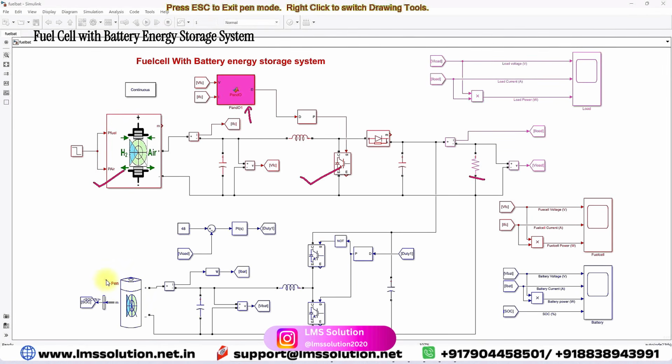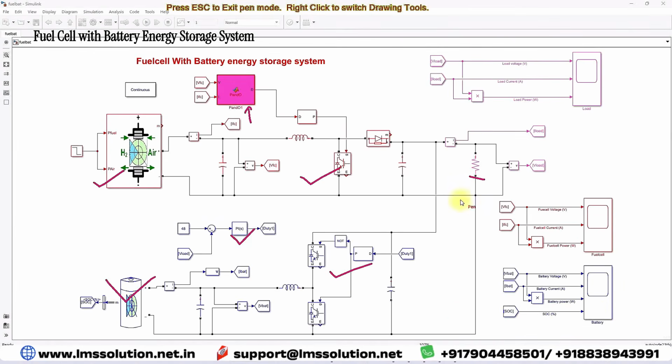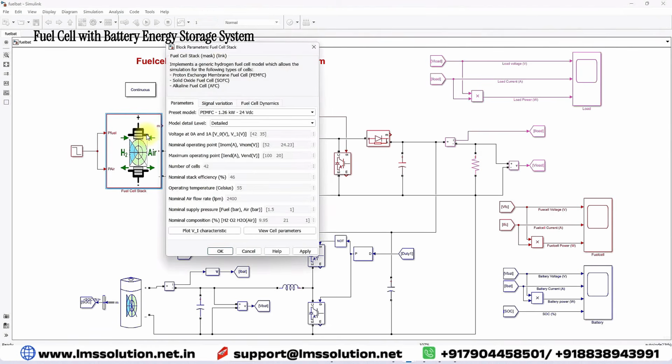And then here we have a battery storage system. The battery storage system is connected to the DC bus or DC load via this bidirectional converter. This bidirectional converter is controlled by means of a voltage PI controller for maintaining the DC bus voltage at 48 volt.